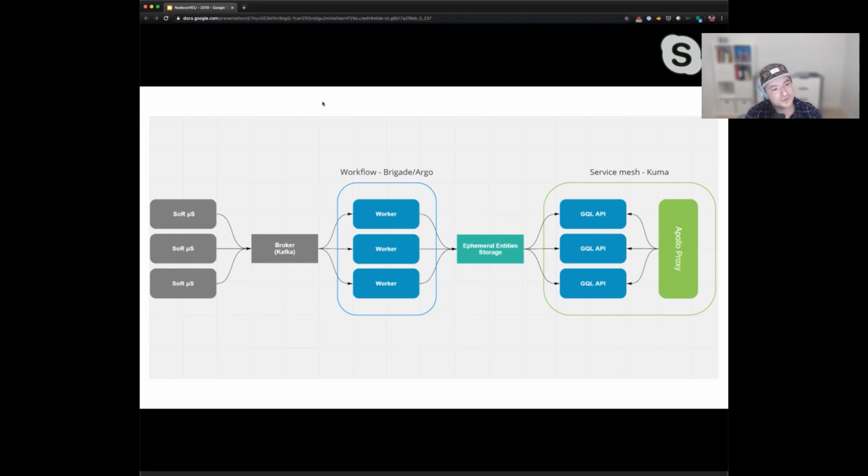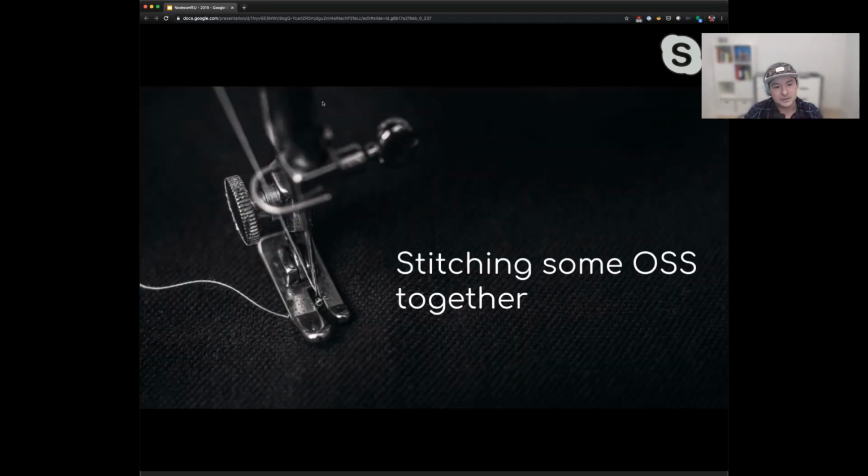We have a bunch of systems of record that are represented by microservices. There is a broker in between, and this one triggers all the streaming pipeline, right? We have workers, but the cool part that we assembled was this ephemeral entity storage, and the GraphQL layer to represent some sort of consumption on top of this ephemeral state.